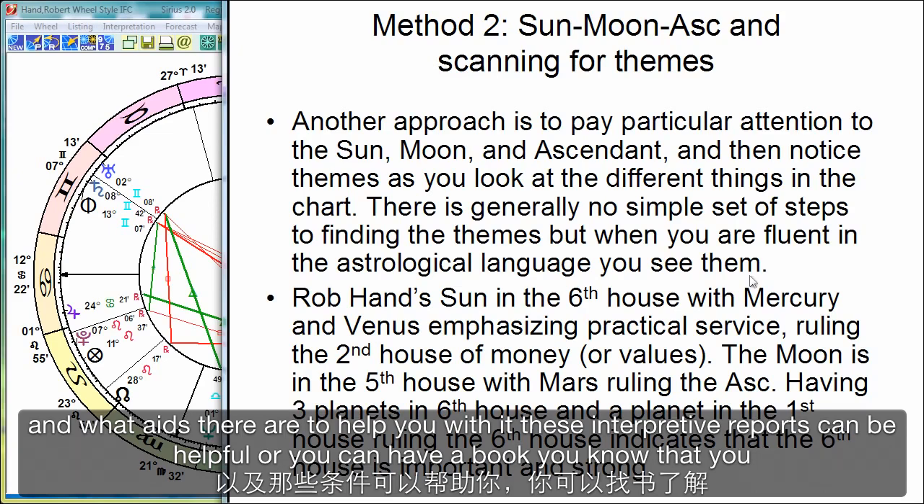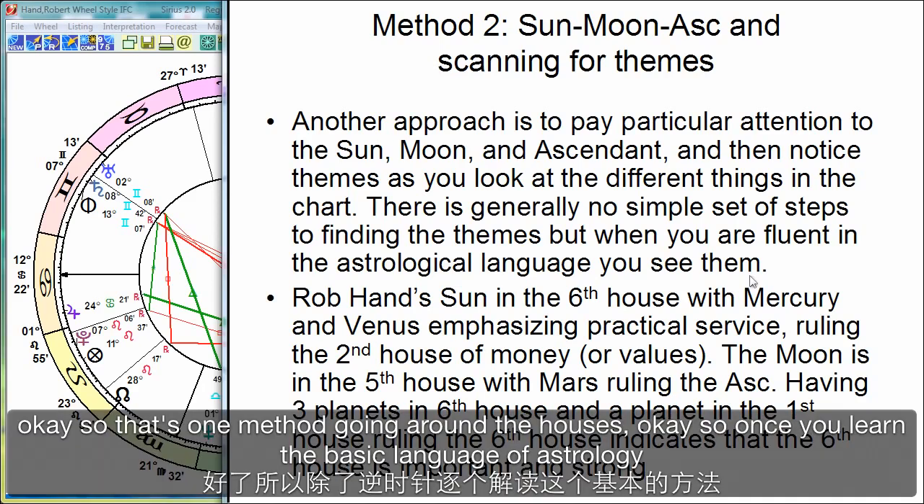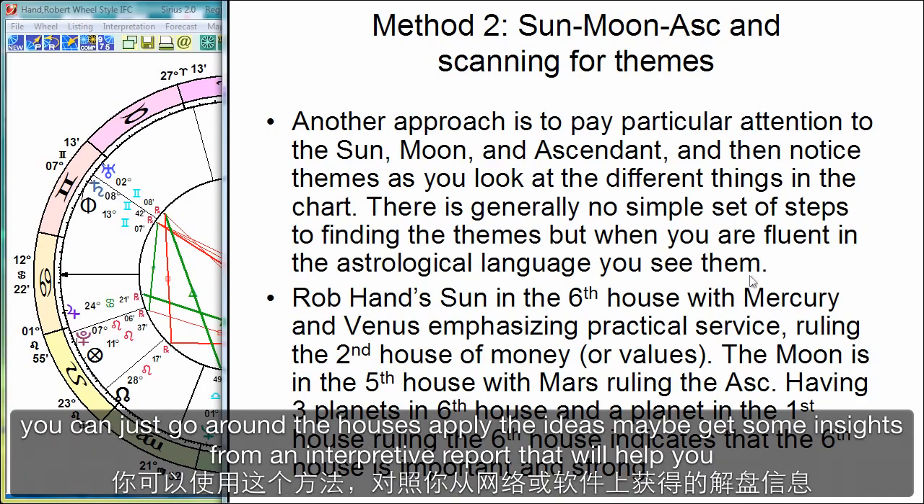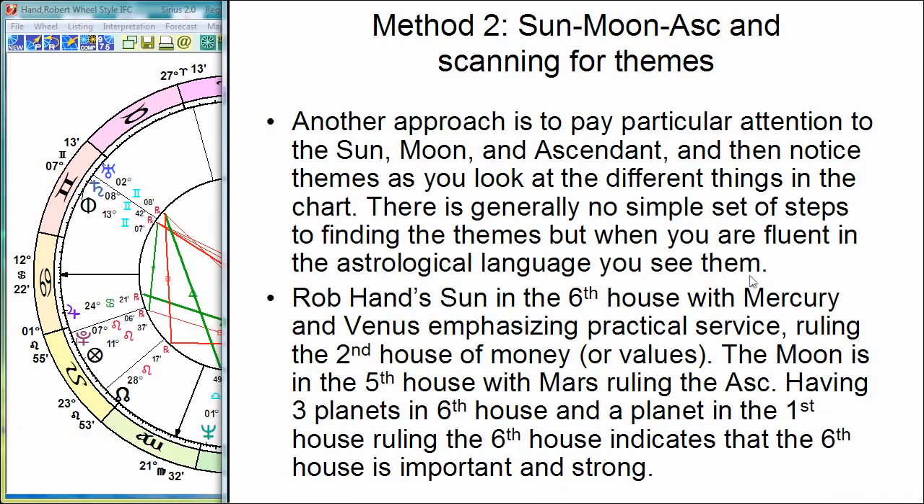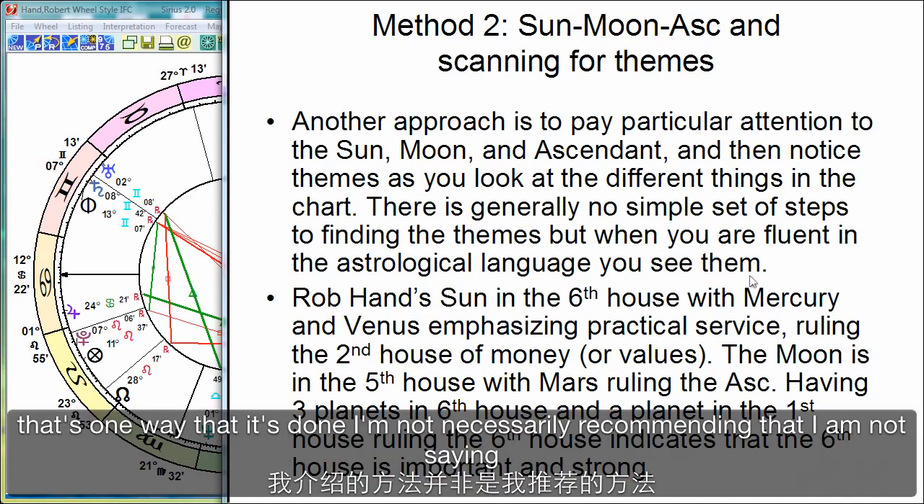These interpretive reports can be helpful. Or you can have a book, the problem with the book is you have to keep flipping the pages, going back and forth to find the section you want, so a little more tedious. Okay, so that's one method, going around the houses. Okay, so once you learn the basic language of astrology, you can just go around the houses, apply the ideas, maybe get some insights from an interpretive report if that will help you. And there you go, you're on your way to giving interpretations. That's one way that it's done.